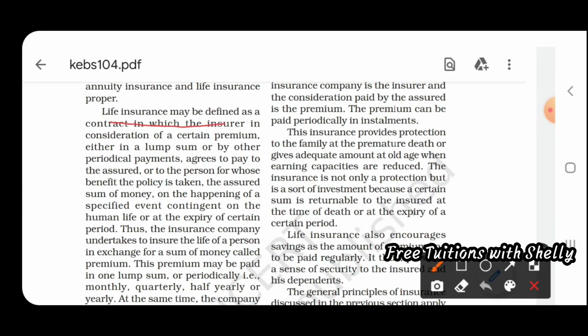We can define life insurance as a contract in which the insurer, in consideration of a certain premium, either lump sum or other periodical payments, agrees to pay to the assured, or the person for whose benefit the policy is taken, the assured sum of money on the happening of an event contingent on human life or the expiry of a certain period. In case a life is insured, he has to pay the premium every month, and after a certain period he will receive the money back, or when a death occurs, then the nominee will receive the money. Whichever happens first, they will receive the money.